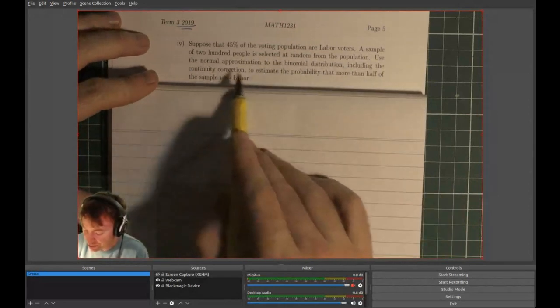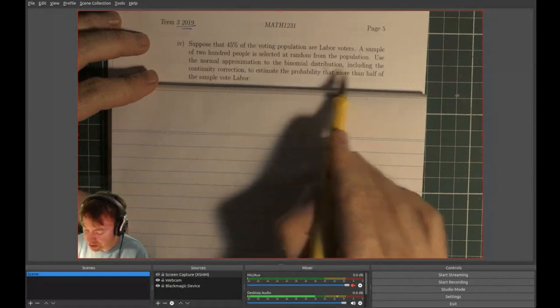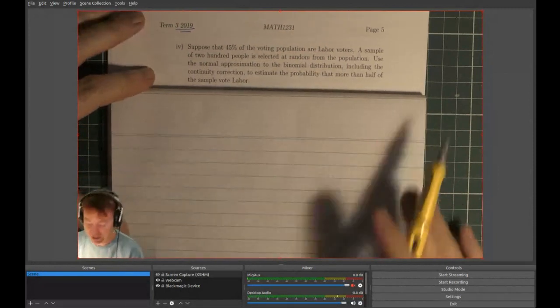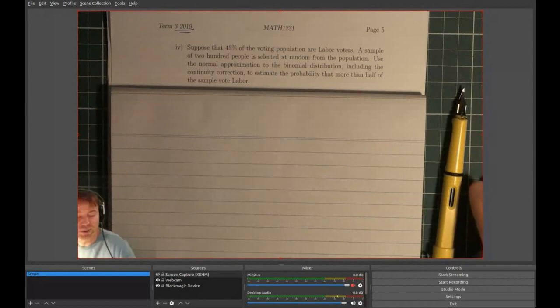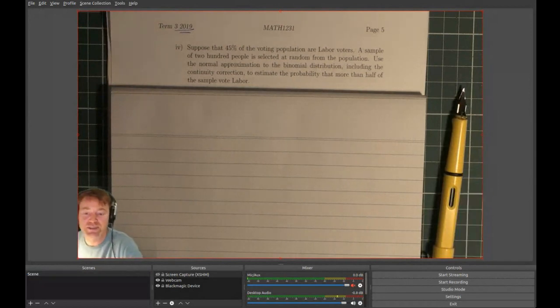Use the normal approximation to the binomial distribution, including the continuity correction, to estimate the probability that more than half the sample voted Labour. Interesting, and at the time very contemporary.